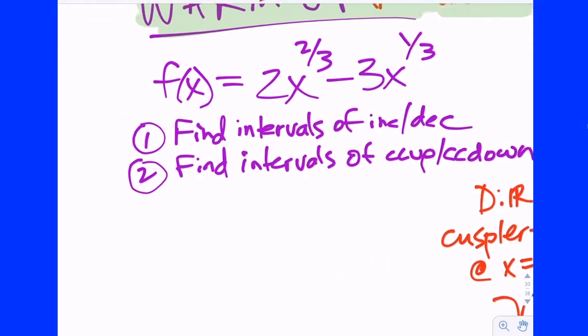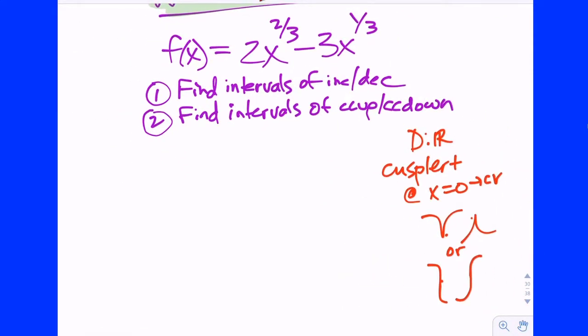All right, let's go ahead and find the first derivative, f prime. We're going to need that to answer question number 1. It's going to be 4/3 x to the negative 1/3 minus x to the negative 2/3. That's just the power rule. I'll show you where you got the checks on the test too. I gave one check for that.